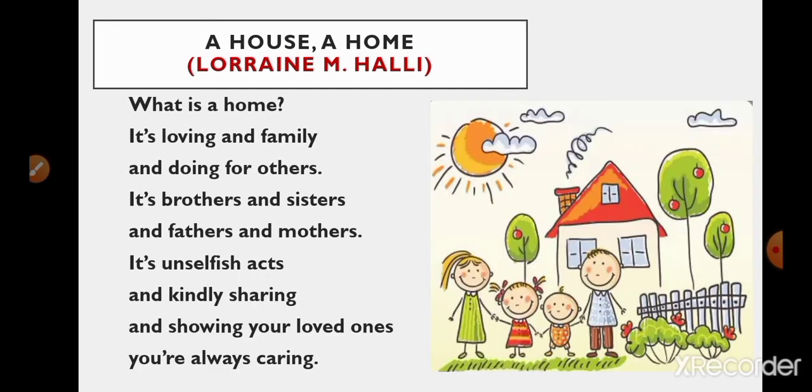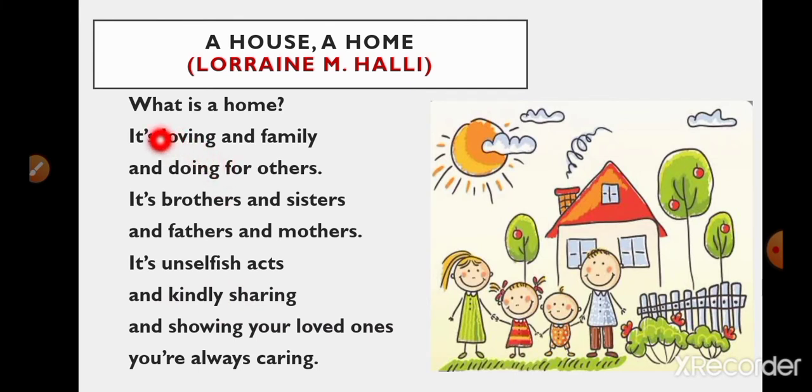Now come to the second stanza. What is a home? It's loving and family and doing for others. It's brothers and sisters and fathers and mothers. It's unselfish acts and kindly sharing and showing your loved ones you are always caring.